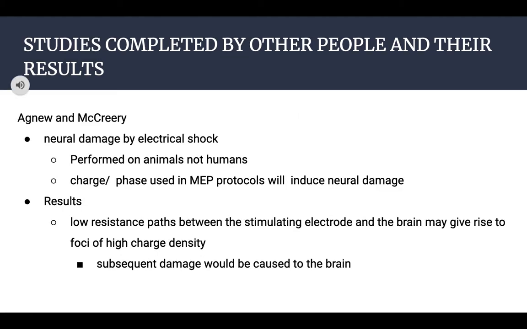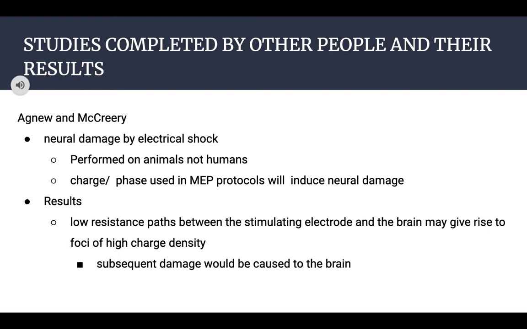In another experiment conducted by Agnew and McCreary, they decided to perform their main ideas on animals. Their experiments were performed from the perspective of animal studies, in which the stimulating electrodes were in direct contact with the brain. The data they collected indicated that the charge per phase used in most of the extracranial MEP protocols is sufficient to induce neural damage if the stimulation is applied continuously for several hours.